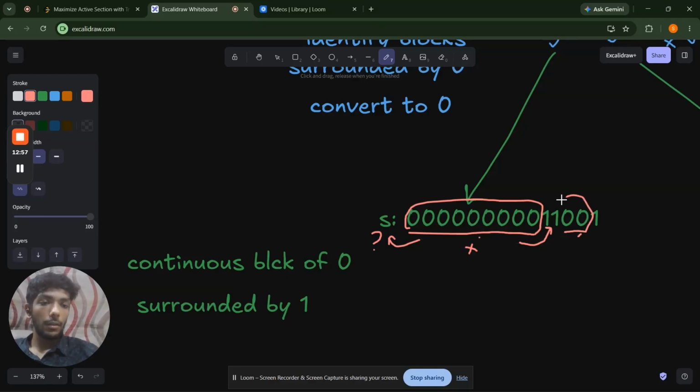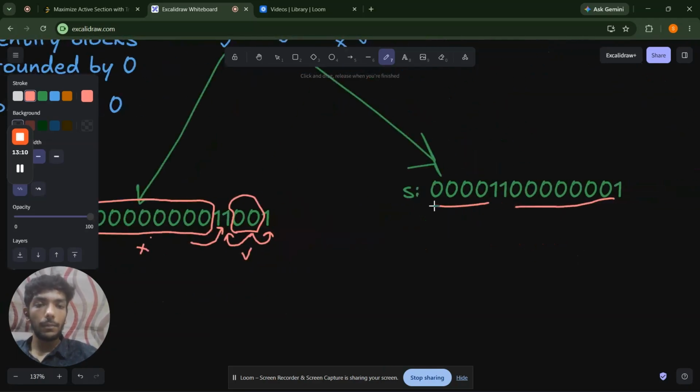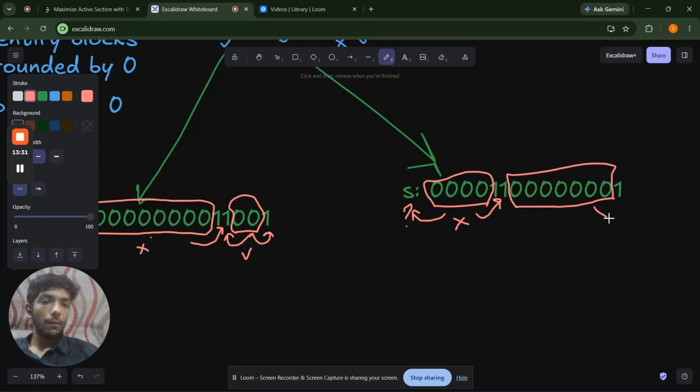For this, it is surrounded by one on its left and it is surrounded by one on its right. So this block can be considered here. For this block, we have ones on its right, but we do not have any one on its left. So at this point only, we decline or reject this block. But we have one more block of zero, which is to consider. For that, we have one on its right and one on its left. So this block is to be considered.